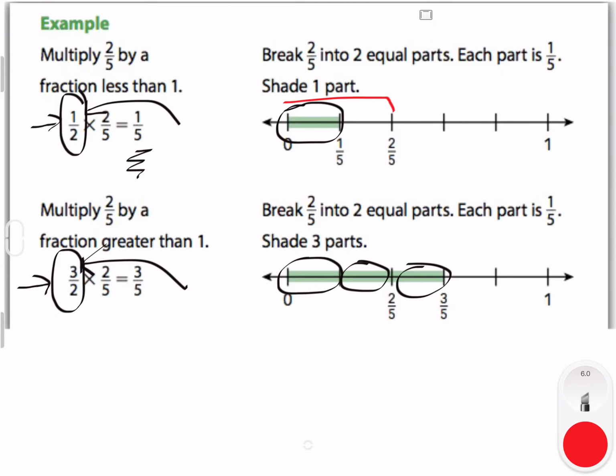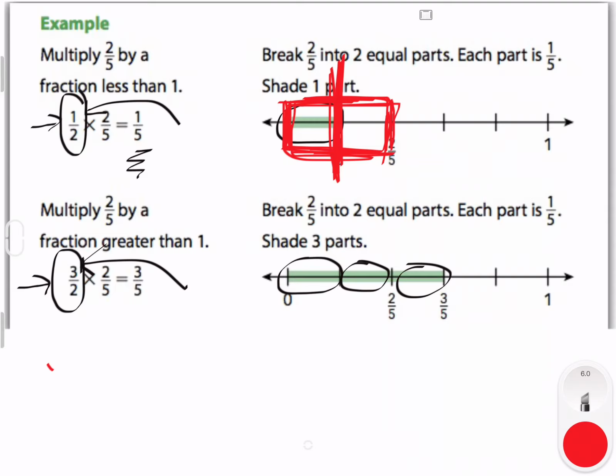So we have 2/5. That's what we start with. And then we're going to take half of that. So half of whatever you start with is going to be less than what you start with. Alright, and that's going to be your explanation for question number 1 when talking about a fraction times another fraction that is less than 1.